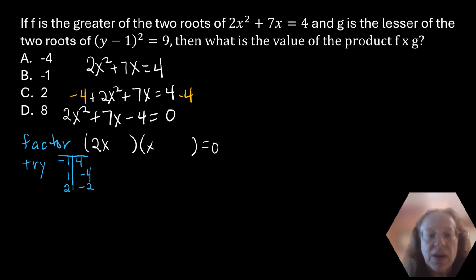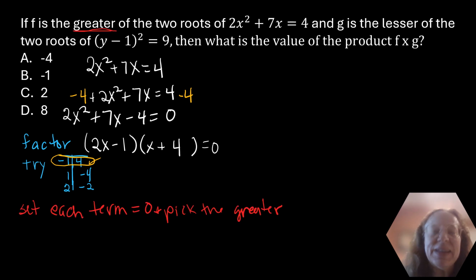And I want you to try -1 and 4, and then 1 and -4, and then 2 and -2. You can pause this if you want and see if you get the same answer. Did you get -1 and 4? Okay, good. Good job. Okay, now we're going to set each term equal to 0 and pick the greater. So you have underlined f is the greater of the two roots.